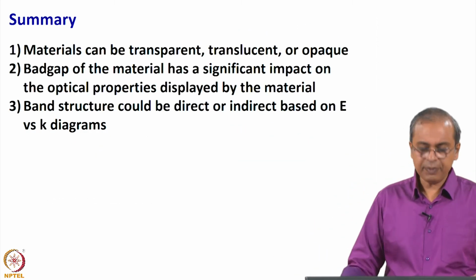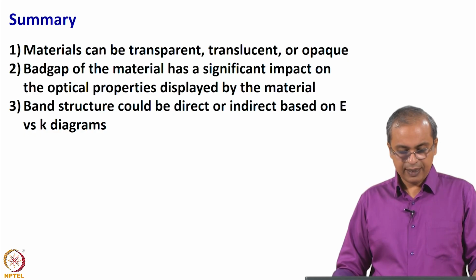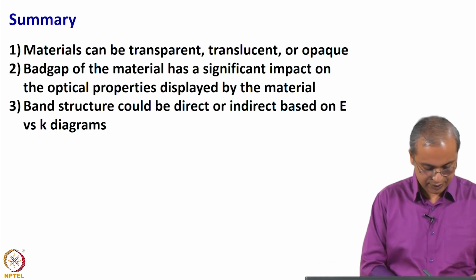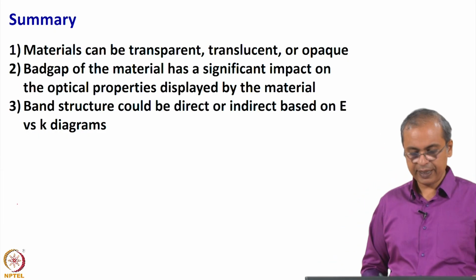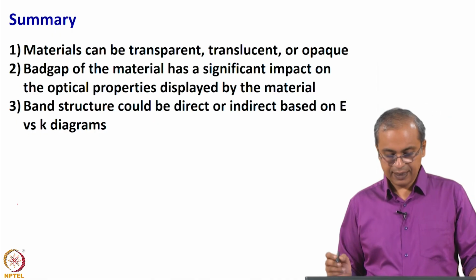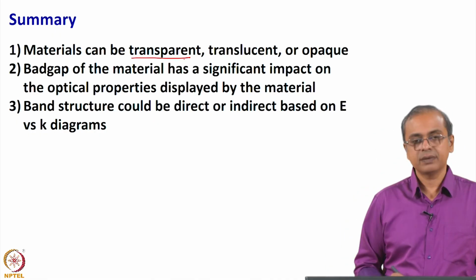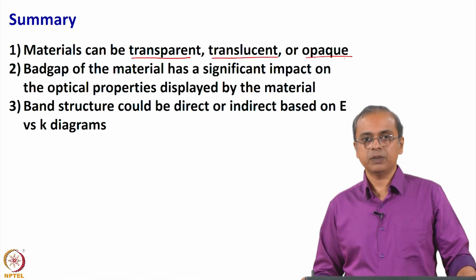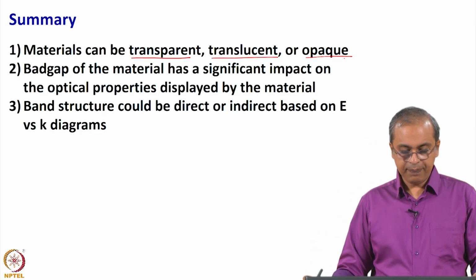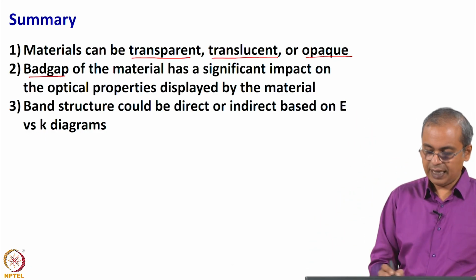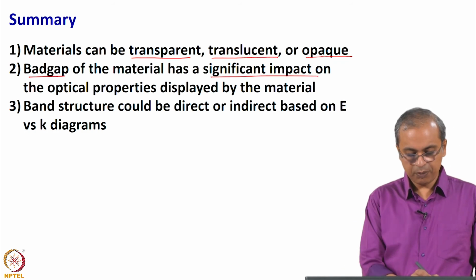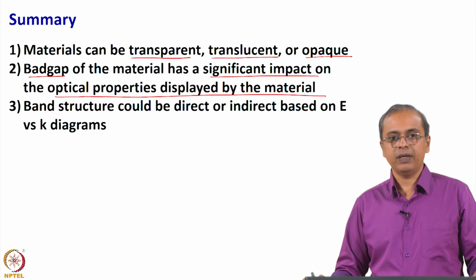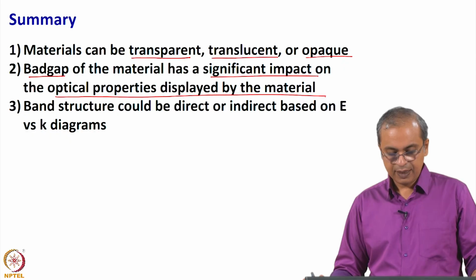Okay, so the summary for what we have discussed today is that materials of course have optical properties. We are very familiar with the optical properties that materials display. In particular, we understand that materials can be transparent, they can be translucent, or they can be opaque. So, all these possibilities are there. The band gap of the material has a very significant impact on the optical properties displayed by the material.